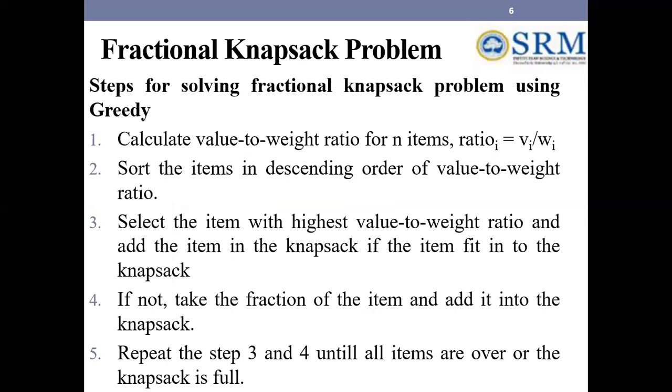So what are the steps for solving the fractional knapsack problem using the greedy approach? There are 5 steps. Each item has a value and weight ratio. Step one: calculate the value to weight ratio for n items. The ratio of item i is Vi to Wi, so the value of item i divided by the weight of item i. That is the ratio, calculated for n items.